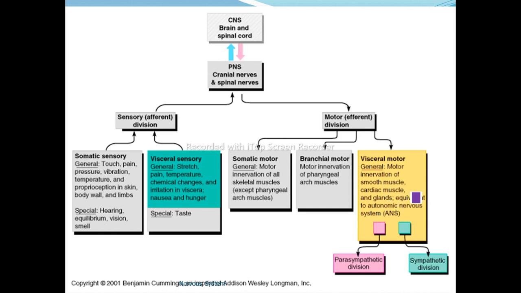So if you say general visceral motor is equivalent to autonomic nervous system. So general visceral motor, or autonomic nervous system, is divided into 2: parasympathetic division and sympathetic division. So this is good revision for CNS.